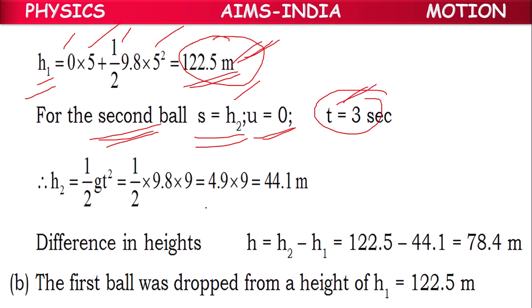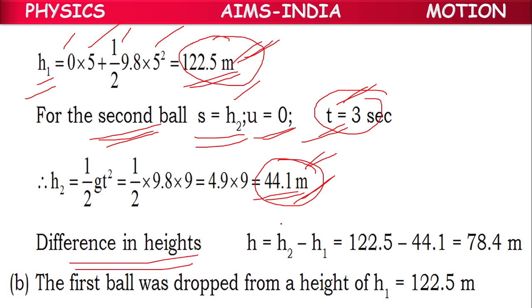So let's substitute values here. Its value, 44.1 meter, will come. From less height it has been thrown, so that's why it has taken less time. But both of them reached the ground at the same time. So the difference in heights, how much? h1 minus h2, 78.4 meter. The first ball was dropped from a height of 122.5 meter. Okay, children.